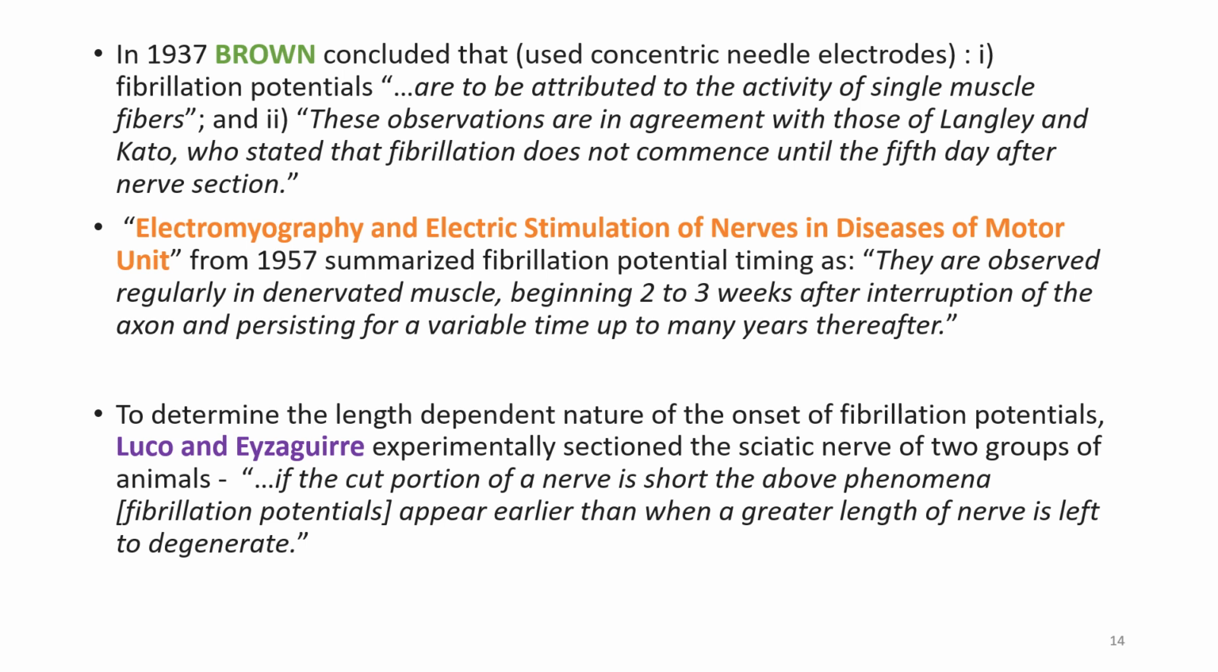So these scientists experimentally sectioned the sciatic nerve of two groups of animals. In one group they cut the nerve near the origin of the nerve, and in the other group they cut the nerve at the muscle end. They saw that the fibrillations started earlier in the second group, that is, when the nerve is cut near the muscle. In the first group, they cut the nerve at the beginning, so the entire axon will undergo degeneration. So in that first case, the fibrillation potentials will appear very late.